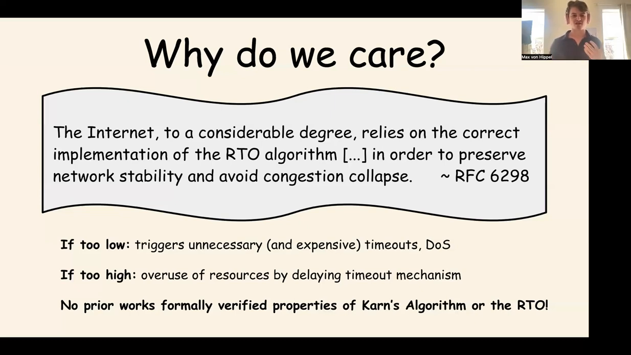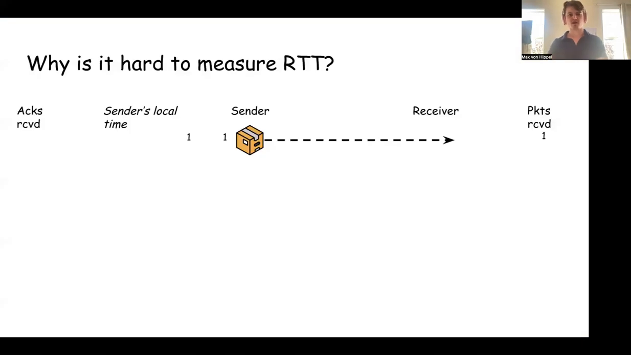So it's important that it's neither too low nor too high, but what does that mean exactly? That's something we study, and no prior works had formally verified either Karn's algorithm, which is the way that the round trip time is measured, or the retransmission timeout computation, which takes the round trip time and computes an RTO, which is the time we'll wait to timeout. So unsurprisingly, that's what I did with my collaborators.